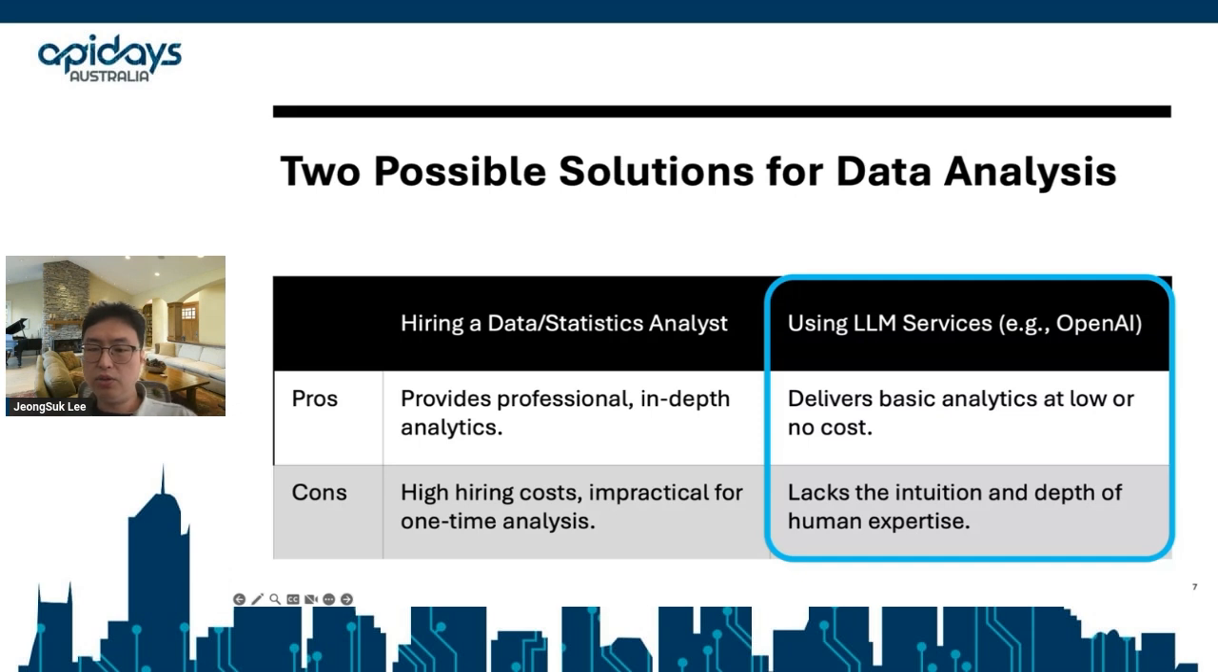On the other hand, using LLM services can deliver basic analysis at low or no cost. For instance, we can get an analytics report at no cost using ChatGPT, and also get a report at very low cost, less than $1, when we use OpenAI APIs. But this approach also has a limitation: it just provides an intuition based on generally accepted knowledge on the internet. So it gives lower quality reports compared with professional analysts.